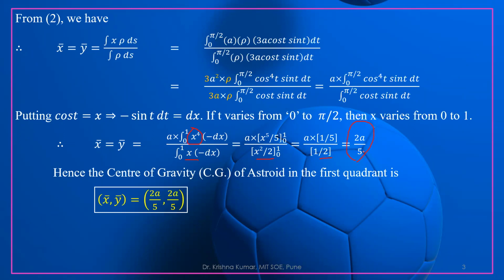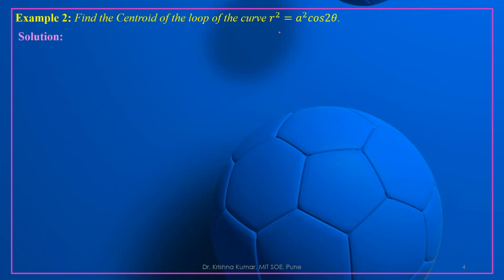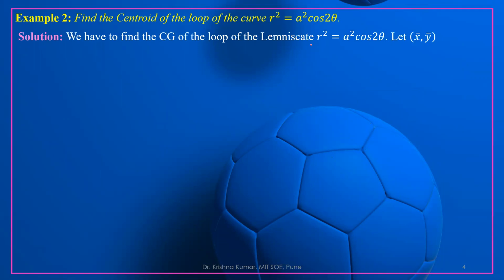Okay, so this is the example when we are taking only the curve in one dimension. Let us take another example of 2 dimension. Find the centroid of the loop of the curve r square is equal to a square cos 2 theta. So we have to find the center of gravity of the loop of the lemniscate.